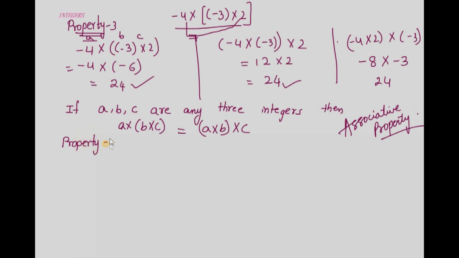Property number 4. What is the fourth property? Here let us take an example. Let us examine the product of two integers. In this property, the condition is one integer must be 1. One integer is 1. Another integer, it's our wish. We can take any number. Let us take minus 3. Minus 3 into 1 is equal to minus 3.